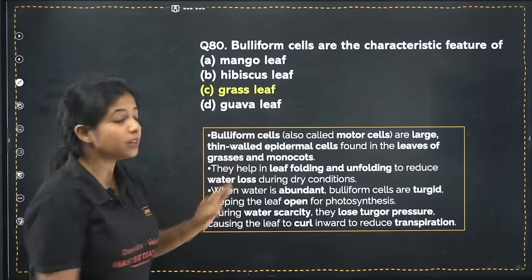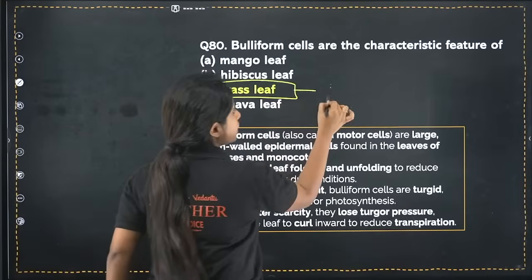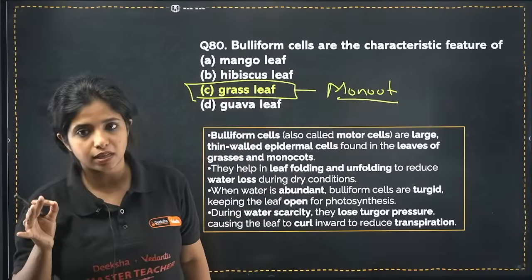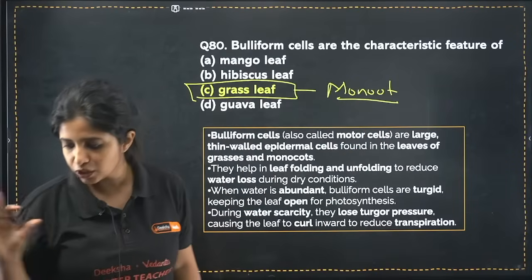Okay, now bulliform cells are the characteristic feature of what? Bulliform cells are found in the case of grass leaf. Please understand, monocot, grass leaf. Thus remember this: bulliform cells, grass leaf. That's all.